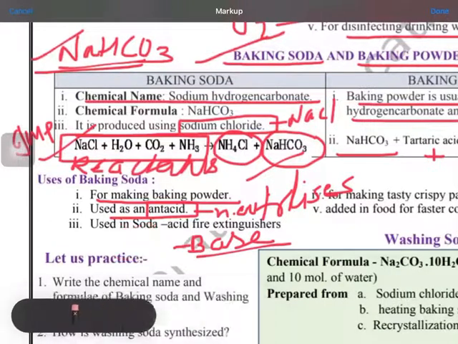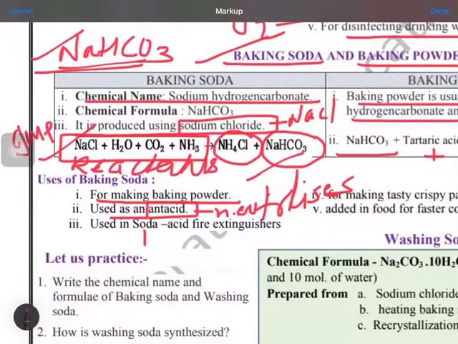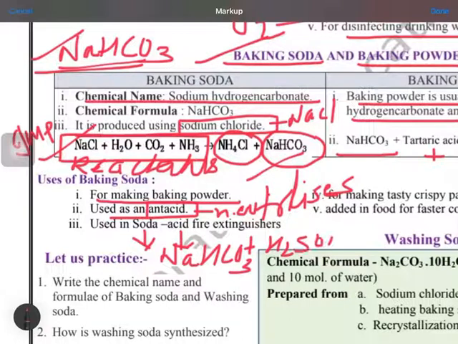It is also used in soda acid fire extinguishers. Soda acid fire extinguishers means that we use this soda, NaHCO3, along with some acid. If we take some sulfuric acid or anything, a gas will come out, that is carbon dioxide, and this gas can be used for putting off fire.